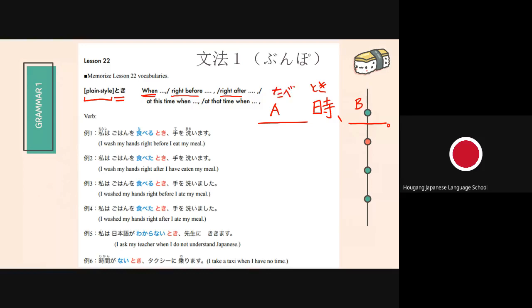I'll give you an example first. What is taberu toki? Taberu toki is when you eat. In fact, it's the same as your Chinese. Let's get number one first. Watashi wa gohan o taberu toki, te o araimasu. This is the A part, the first part of the sentence. When this happens, I do this. So, when I eat, I wash my hands. Which one comes first? Eat or wash hands?